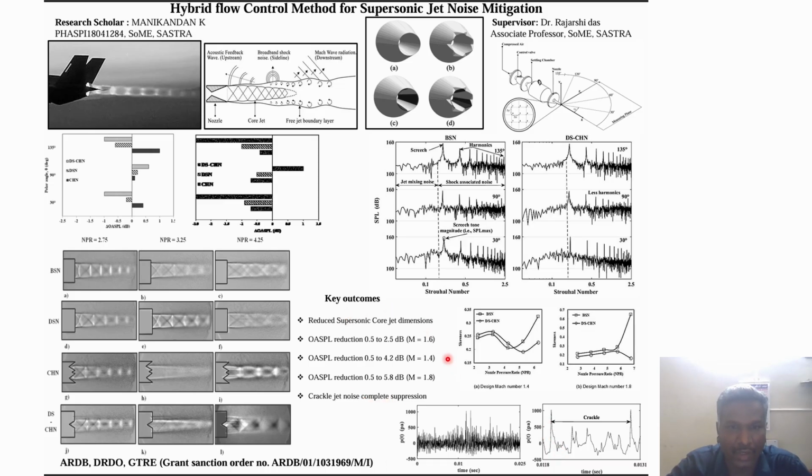So the key overall outcome: from the flow visualization study, I observed a reduction in the supersonic core jet dimension, which means reduced shock cell length, shock angle, and higher shear layer growth. There is an overall sound pressure level reduction of 0.5 to 2.5 dB maximum at the Mach number 1.6 nozzle. Likewise, for Mach number 1.4 it is between 0.5 and 4.2, and for Mach number 1.8 it is up to 5.8. And the proposed deflected seal chevron nozzle completely suppresses crackle jet noise.